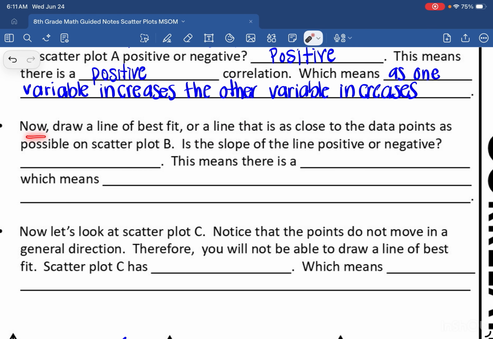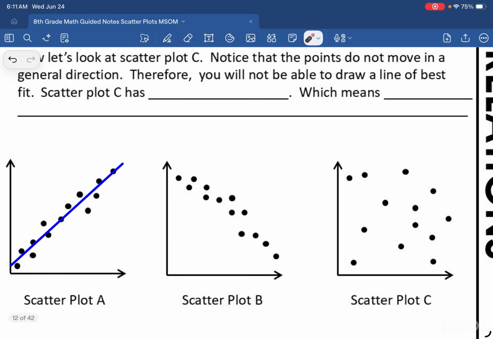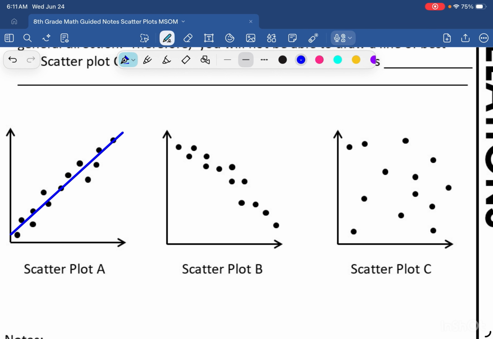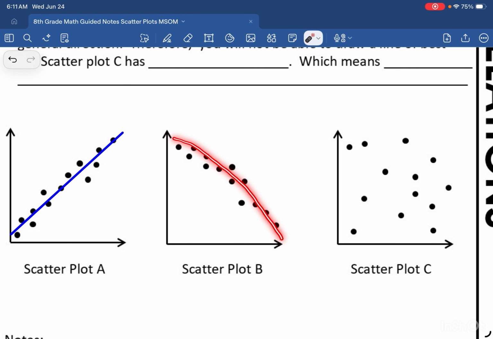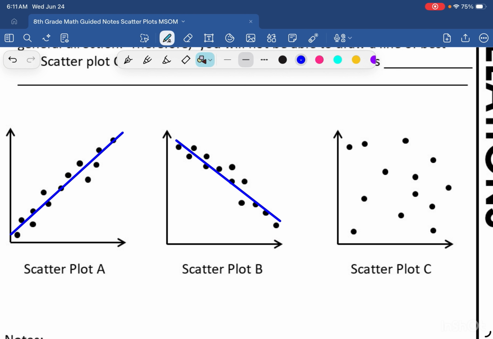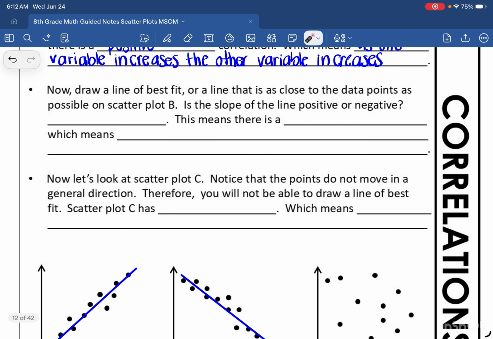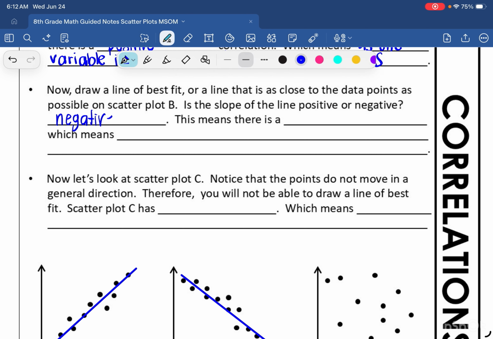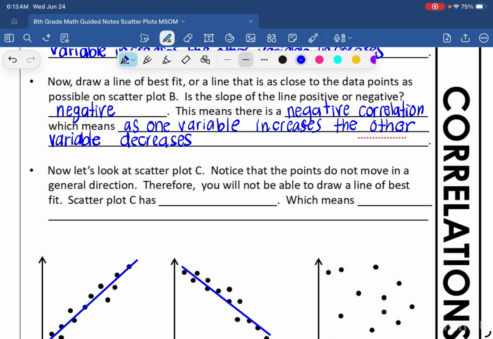Now draw a line of best fit, or a line that is as close to the data points as possible, on scatter plot B. We're going to draw a line that goes through about the middle of those points. You're just drawing it as close to the points as possible. Is the slope of the line positive or negative? It's going down, so that will be negative. This means there is a negative correlation, which means as one variable increases, the other variable decreases.